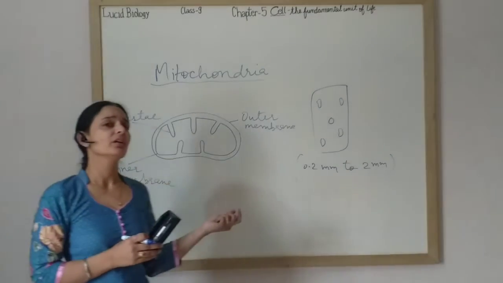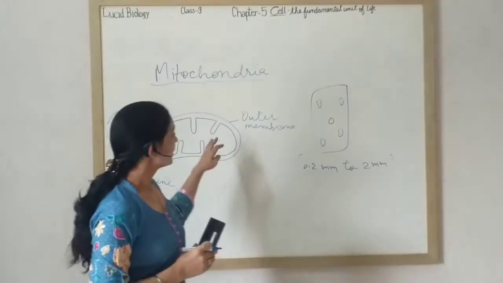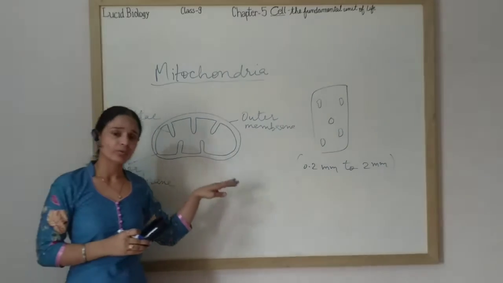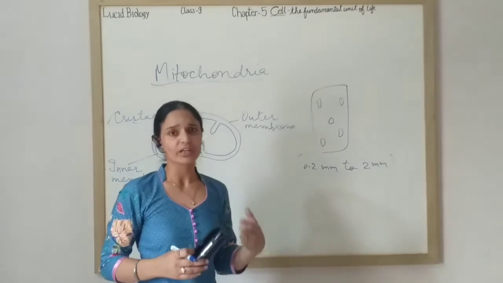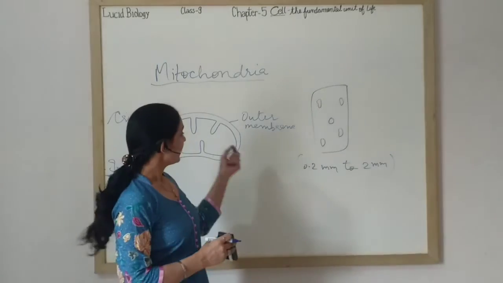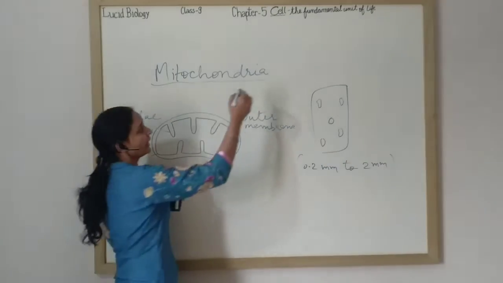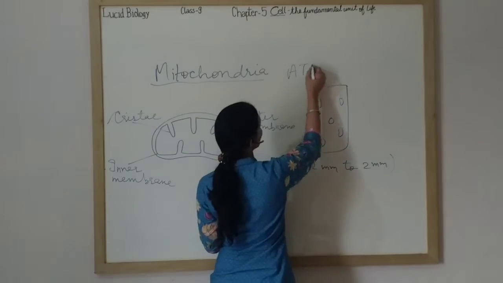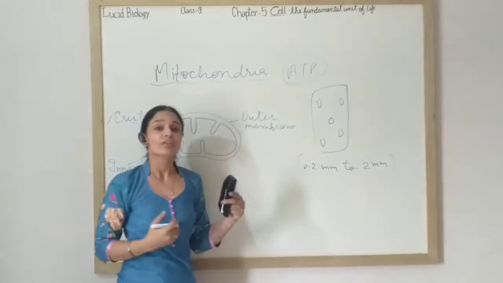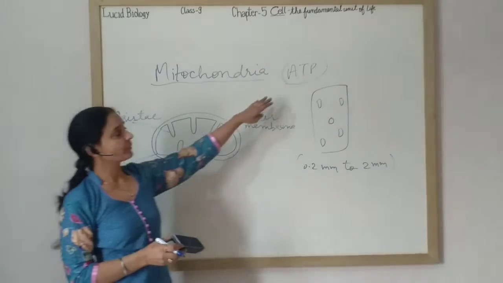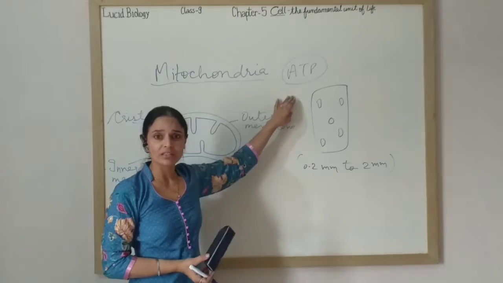Why is this folded? To increase surface area, because the main function of mitochondria is to release energy. The food that we take gets oxidized. It releases energy in the form of ATP molecules. Now, ATP means adenosine triphosphate. These ATPs are called the energy currency of the cell.